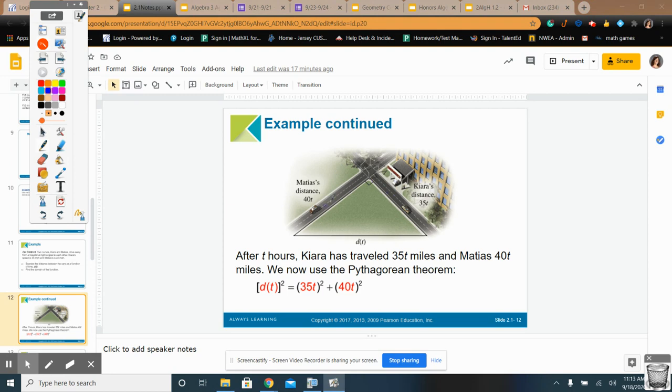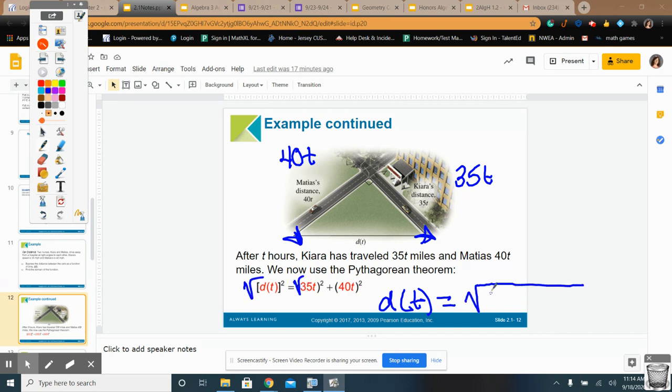If you see, Matthias is going this way, he's going 40 miles for every hour that he goes, and she's going 35 miles for every hour that she goes. The distance they are apart is that hypotenuse, which is where this equation is coming from. You could do a square root. D of t equals, if you square root both sides, a gigantic square root of (35t) squared plus (40t) squared.